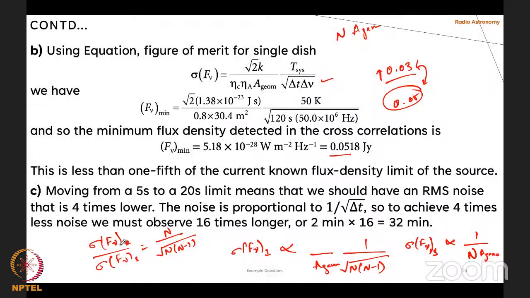Now these are the main key points you should know about when you are dealing with radio instrumentation and this stuff.